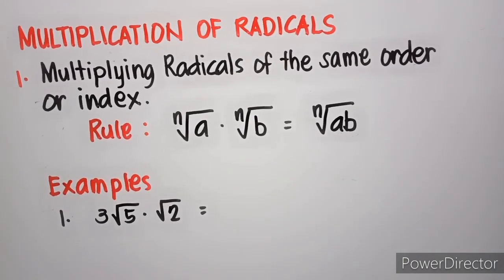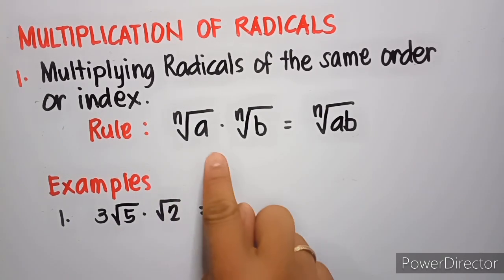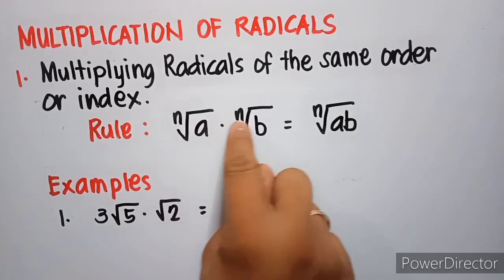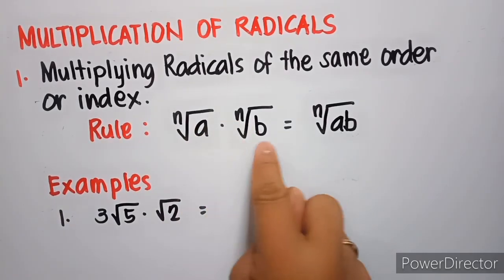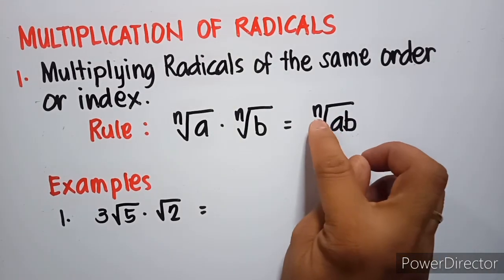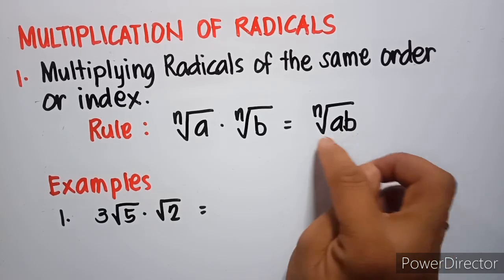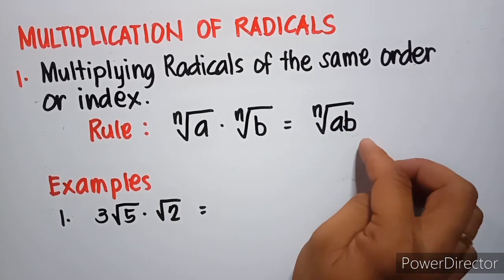Multiplication of radicals. Number 1. Multiplying radicals of the same order or index. Rule: nth root of A times nth root of B is equal to nth root of A times B. Example. So, kung mapapansin nyo, magkapareho ang ating index, pero magkaiba ang ating radicand. So, ang ginagawa natin, we just copy the index and we multiply our radicands. Copy the index and multiply the radicand.